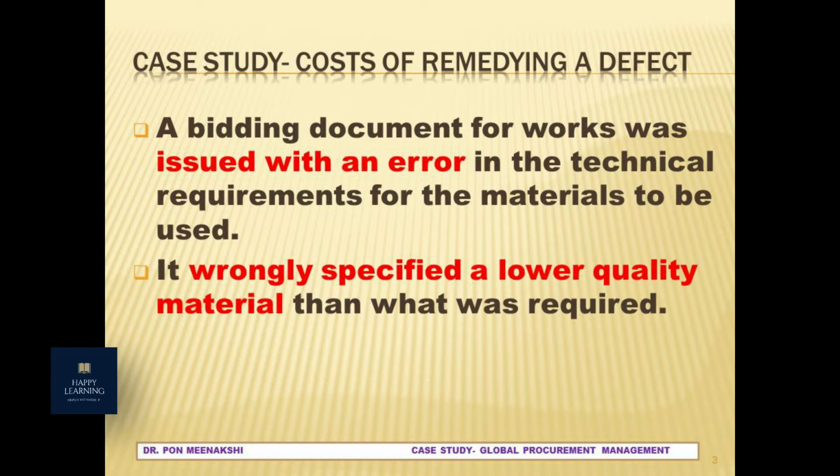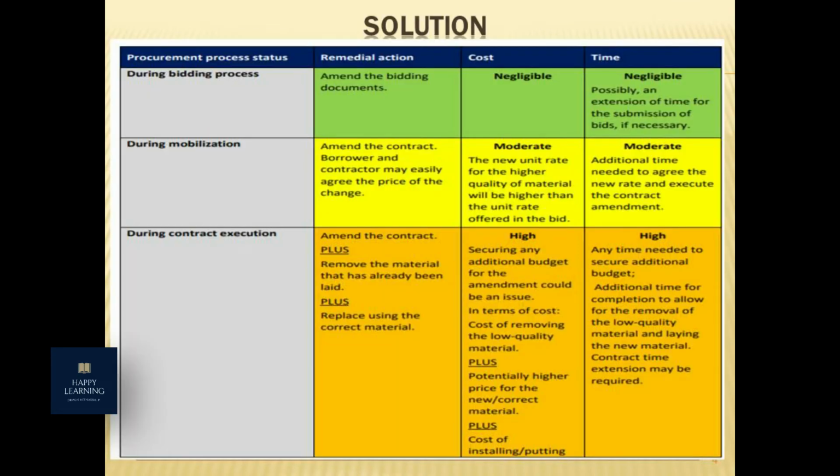As a management student, we must be able to solve this case. So we have to analyze this case in different stages of the procurement process. The first stage of the procurement process is the bidding process. During the bidding process, we would amend the bidding documents, and the cost would be negligible and the time also negligible. Possibly an extension of time for the submission of bids if necessary.